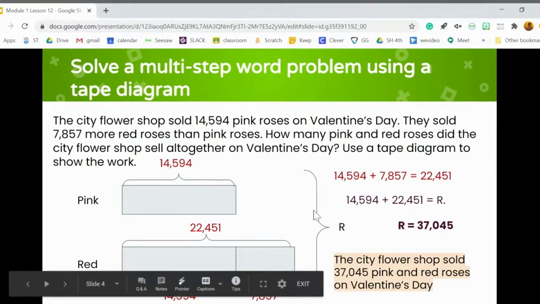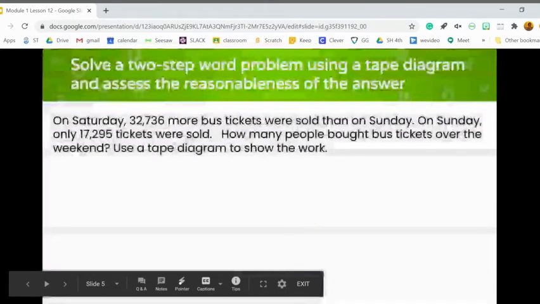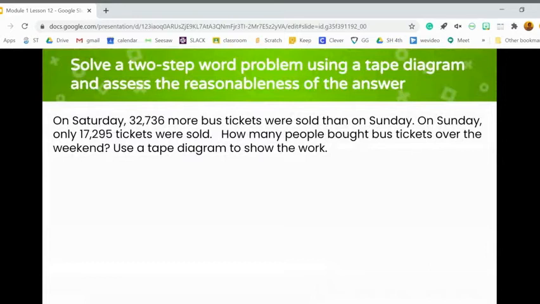So now we're going to solve a two-step word problem using a tape diagram and assess the reasonableness of the answer. Now, when you want to find reasonableness, we're going to use rounding. This is where all of that actually comes into play. So on Saturday, 32,736 more bus tickets were sold than on Sunday. On Sunday, only 17,295 tickets were sold. How many people bought bus tickets over the weekend?